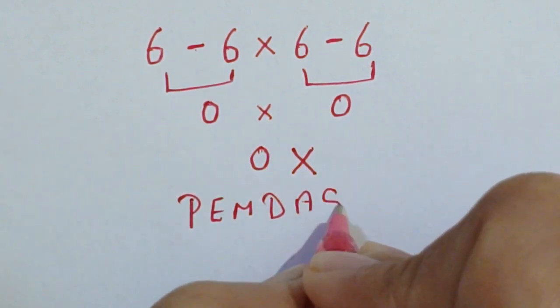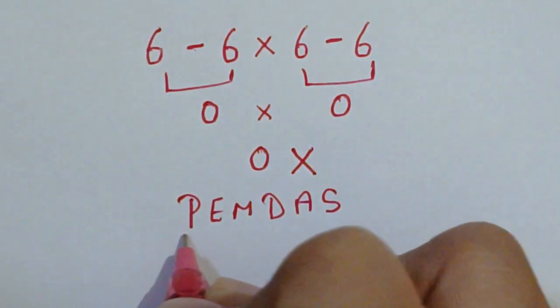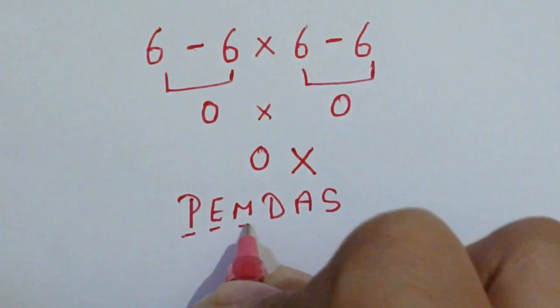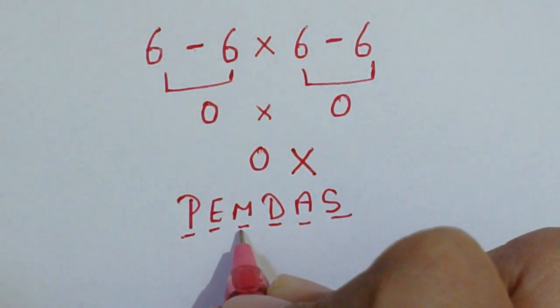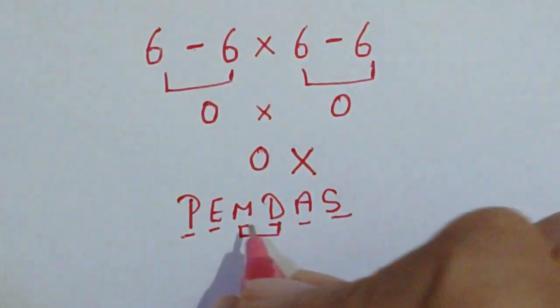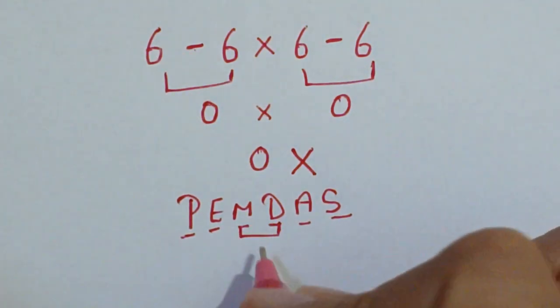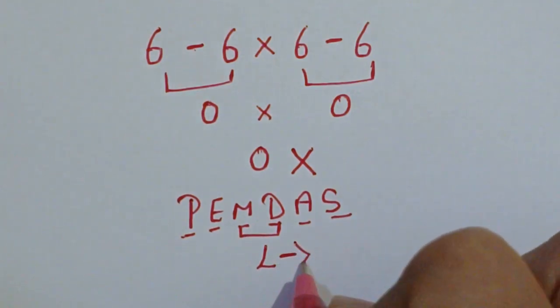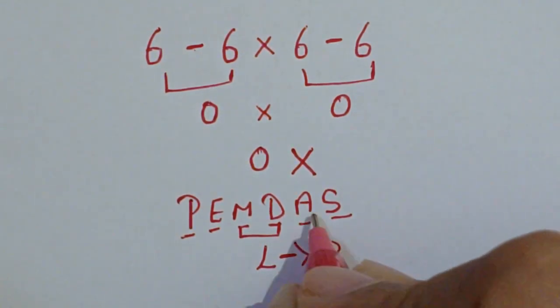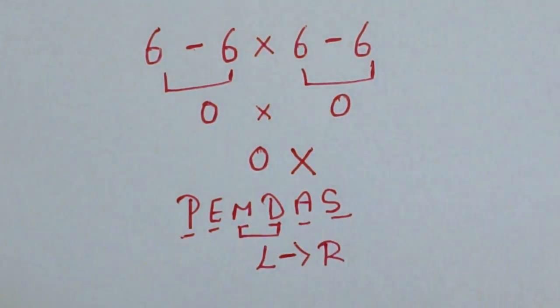first we have to solve the parenthesis, then exponent, then multiplication, division, addition and subtraction. So here you have to remember in multiplication and division both have equal priorities. So you have to go from left to right. Same for addition and subtraction also.